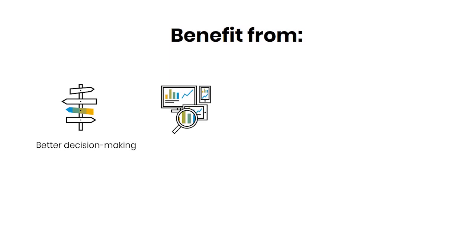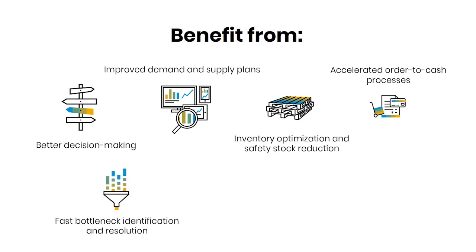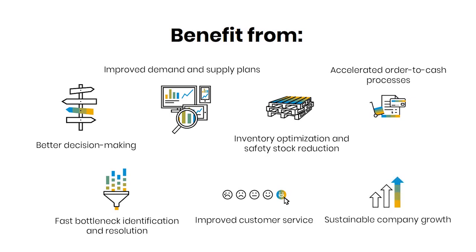Implement SAP Sales and Operations Planning today and make your supply chains more agile and benefit from better decision-making, improved demand and supply plans, higher profitability through inventory optimization and safety stock reduction, accelerated order-to-cash processes, fast bottleneck identification and resolution, improved customer service, sustainable company growth. What are you waiting for?